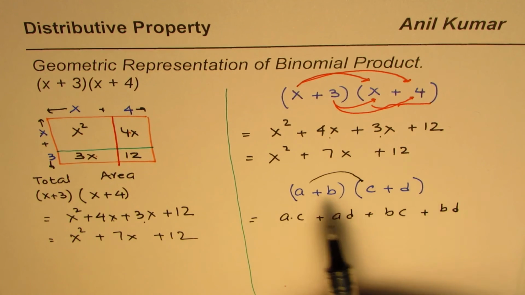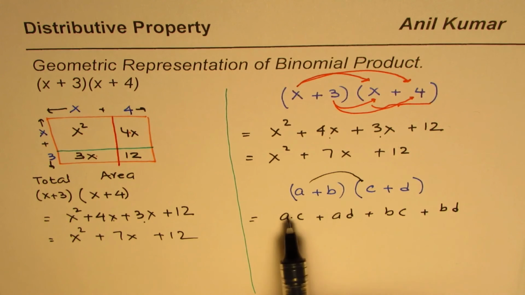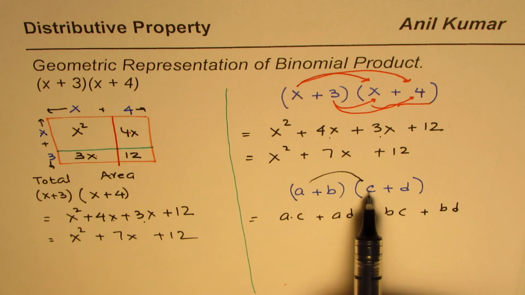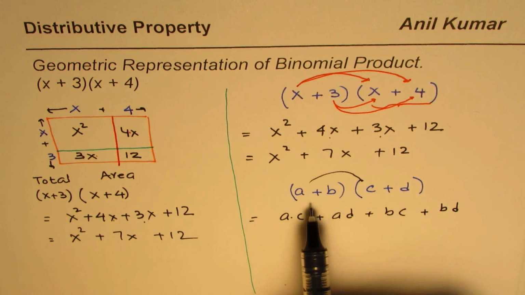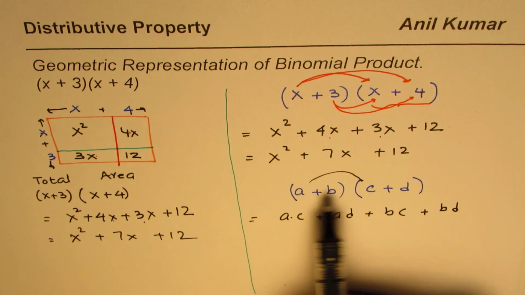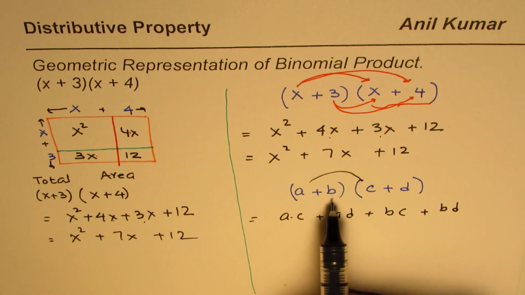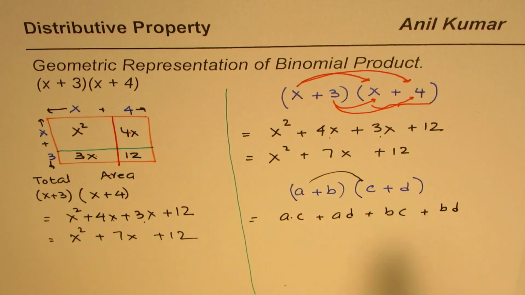So what you're doing here is that you're taking up each term. So here a and c are the first terms, right? And then you multiply a with d, the outer terms. bc are the inner terms. And then bd, right? So that is what you do when you apply the distributive property.